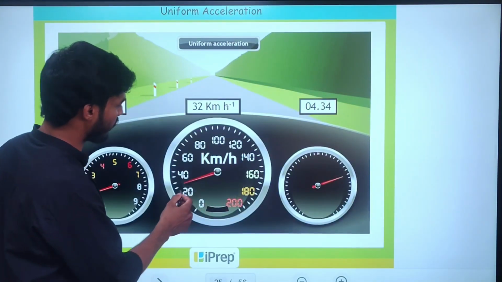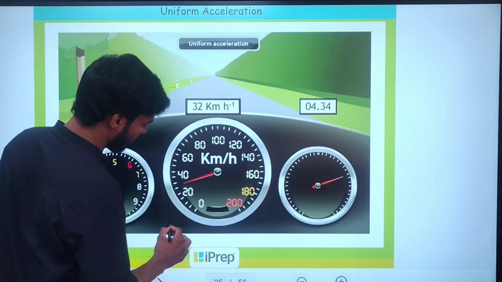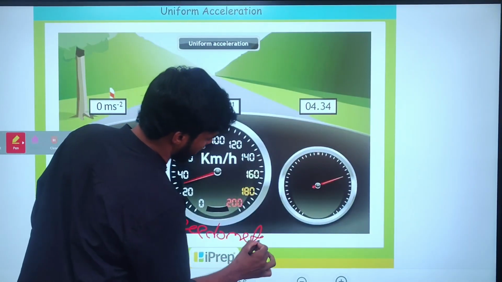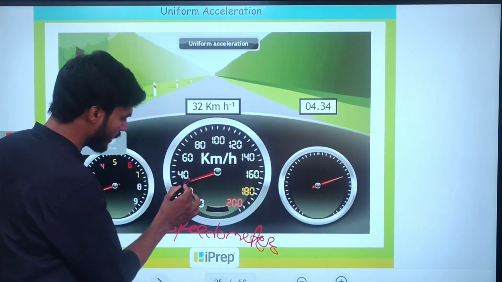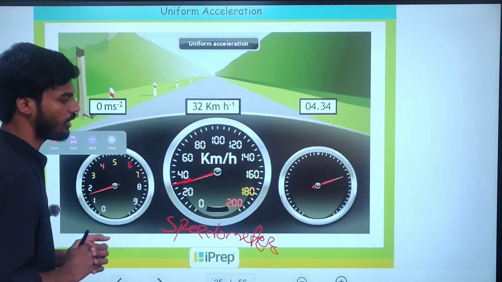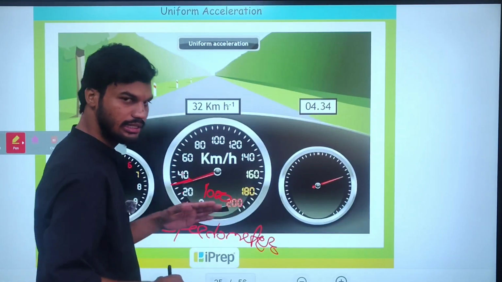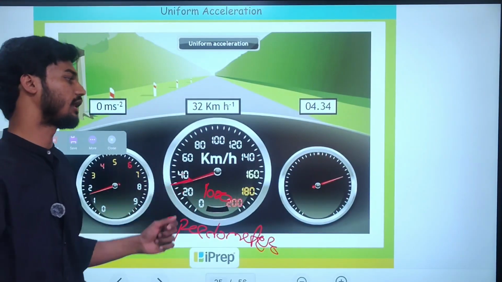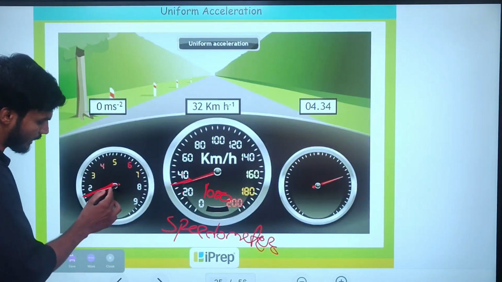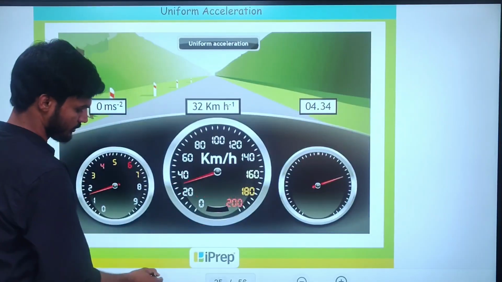Next, again the speedometer. Look here, it is a speedometer. It shows the speed. Now the car is between 20 and 40, that is 30 km per hour. And here we are able to see the odometer, which shows the total distance traveled by the car. And here it is the accelerator. It is acceleration, speedometer, and these are the fuel indicators.